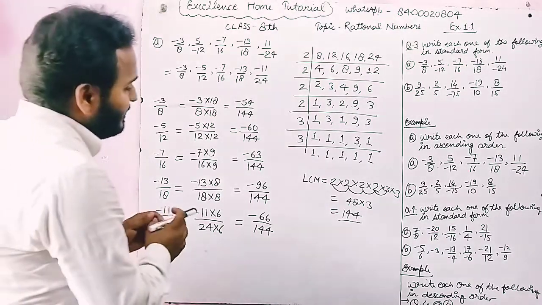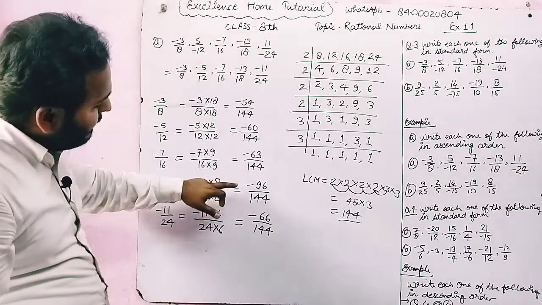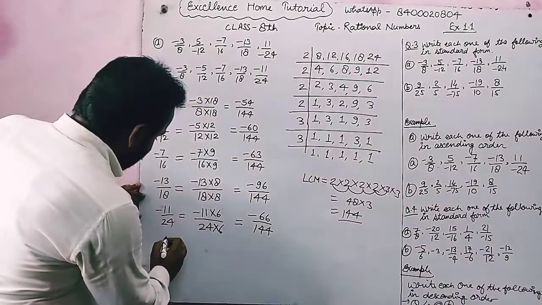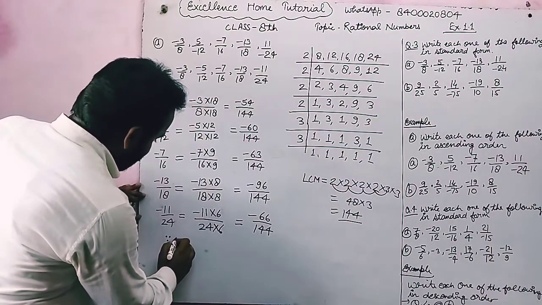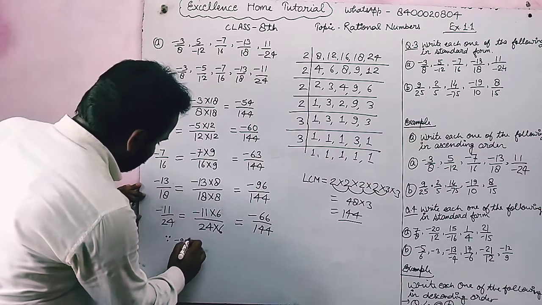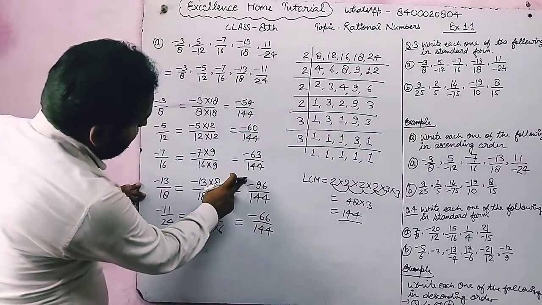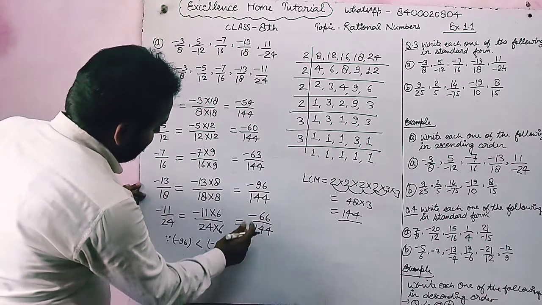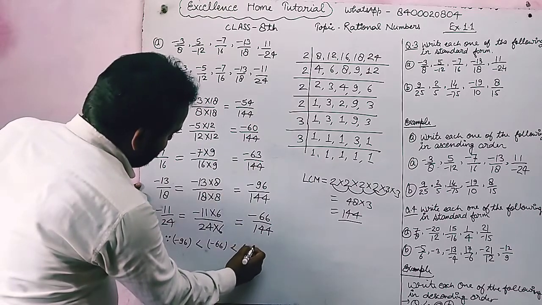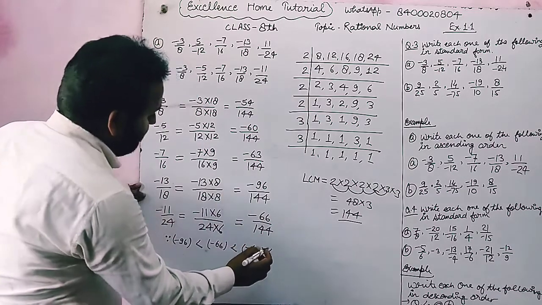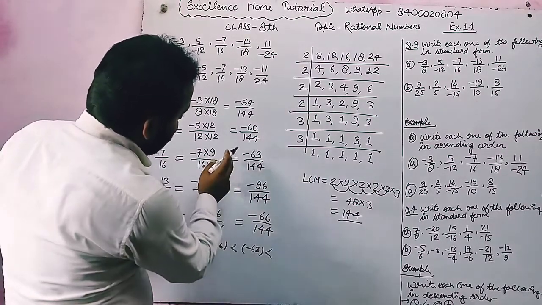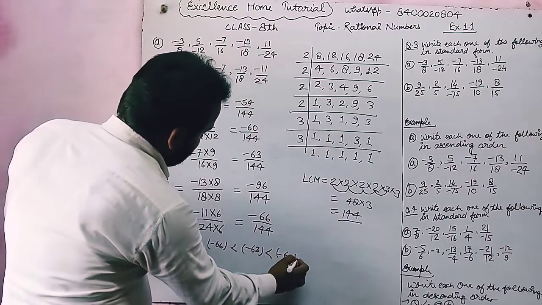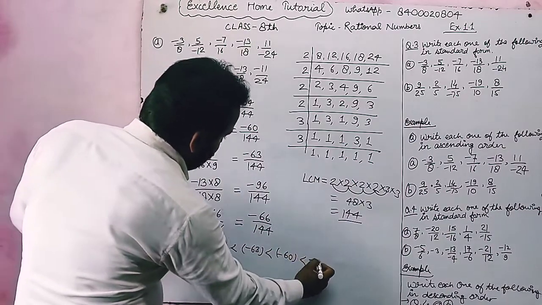So the rule is this: in negative numbers, the greatest number is smallest. The greatest number is smallest. So we can write that since minus 96 is less than minus 66 is less than minus 63 less than minus 60 less than minus 54.